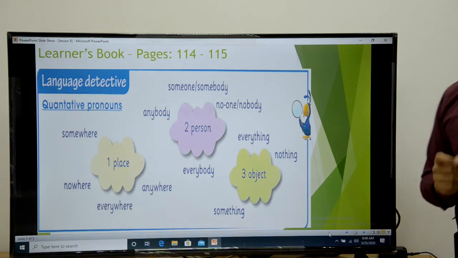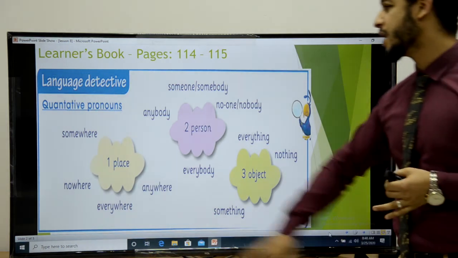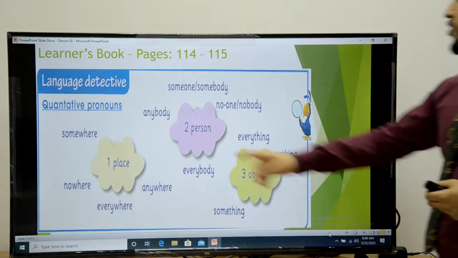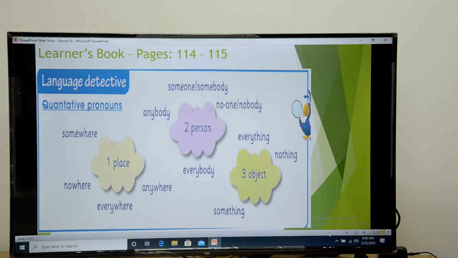So there is a difference in the meaning. Grammatically, they are used in the affirmative sentence, not with the negative and not with questions. So we use somewhere and everywhere in the affirmative sentence. Nowhere and anywhere mean negative. What's the difference between nowhere and anywhere?